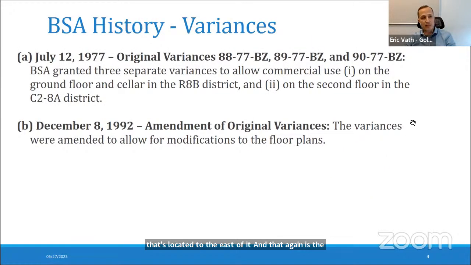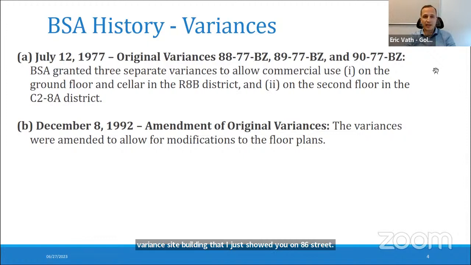Let's talk about the history of the BSA approvals. These grants go back to 1977, and the reason there are 3 of them is because there were 3 buildings at that time. There were 2 tenement buildings on 85th Street and the variance site building that I just showed you on 86th Street.